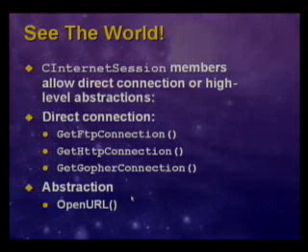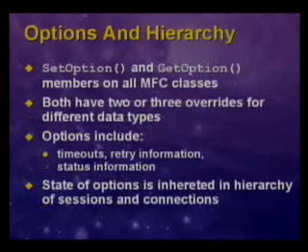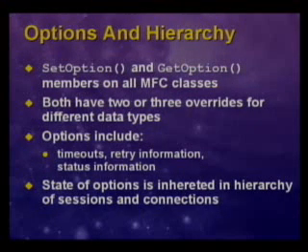We also have an abstraction called OpenURL, which will just take a plain old URL string and return a polymorphic CInternetFile object that will let you get the data from that particular URL. So if you don't want to do any parsing or any decision making yourself, OpenURL is the one for you. Now each of these classes, we sort of outlined a hierarchy. There's a session, and under the session are connections, and under the connections are files that you're using on those connections on the sessions.